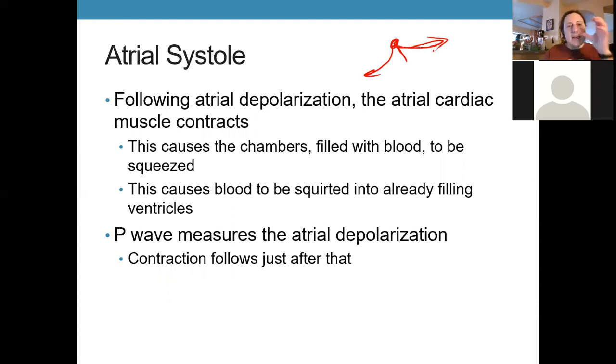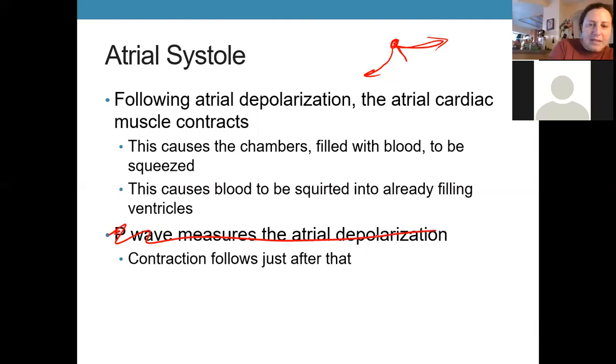So as the atria contract, it's going to squeeze the lumen of each atrium, which is full of blood, and it's going to push that blood into the ventricles. So the right atrium squeezes blood into the right ventricle, the left atrium squeezes blood into the left ventricle.